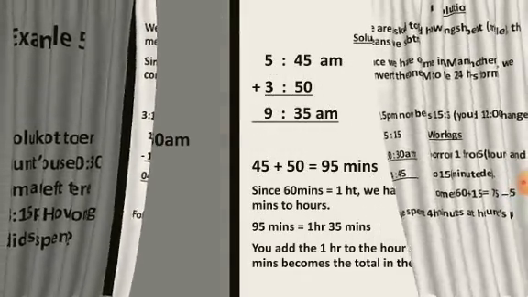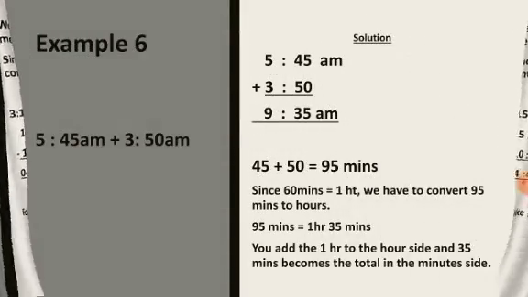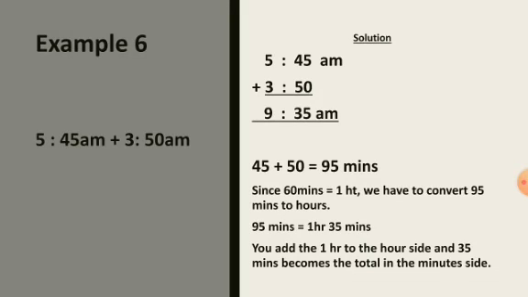Now move to the last example, which is example 6. We have 45 minutes past 5 a.m. plus 50 minutes past 3 a.m. So we have our solution. We have 5 hours 45 minutes plus 3 hours 50 minutes. So first we have to add the minute side. So we have 45 plus 50. So 45 plus 50 equals 95 minutes.